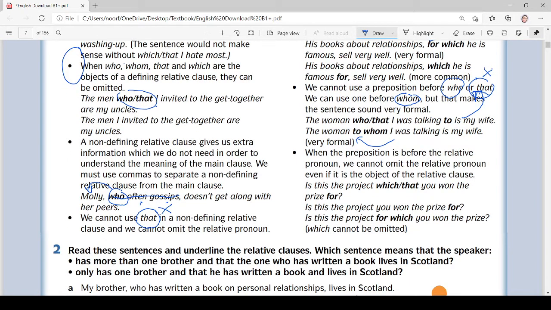When the preposition is before the relative pronoun, we cannot omit the relative pronoun even if it is the object of the relative clause. So, contoh di kat sini. Is this the project which you won the prize for? Is this the project you won the prize for? Is this the project for which you won the prize? Okay. So, maksudnya, dia nak cuba cakapkan, which ni contohnya, kita tak boleh nak buang. Kena ada kat situ.